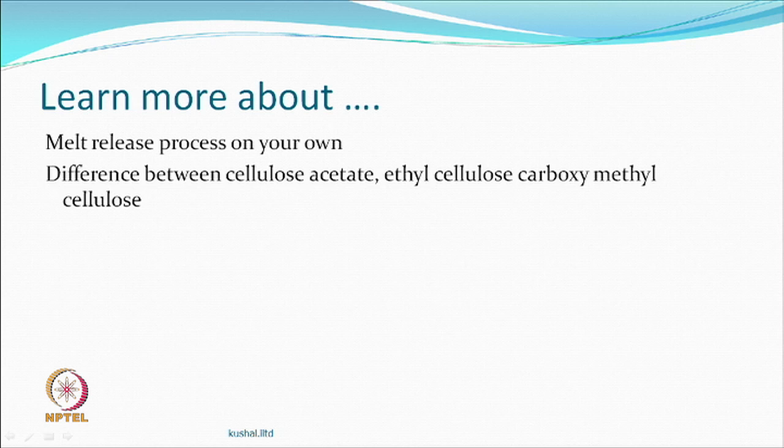Melt release is not so much of a use, but people had tried this. You can try to get some papers and learn about it. Some of the binders that we will discuss are cellulose acetate, ethyl cellulose, carboxymethyl cellulose. You can look at the chemistry of these materials so that you know what differences they have, and you can try and correlate with their effect on the transfer rate during the sublimation process.